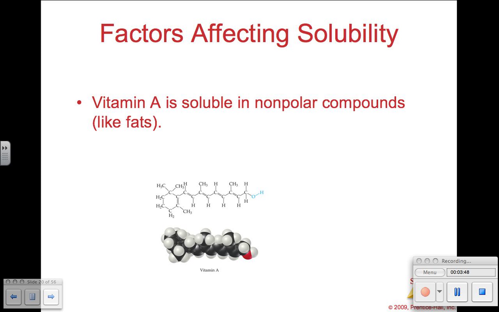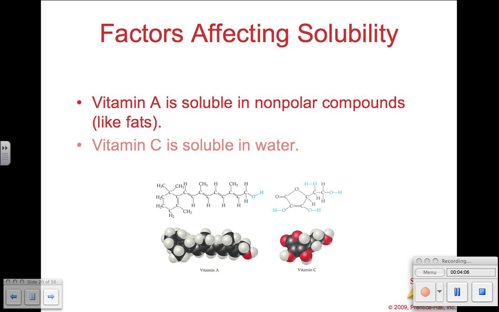Now vitamin A, on the other hand, which is this structure below, is soluble in non-polar compounds like fats. When you consume vitamin A, it is absorbed into fatty tissues and is utilized in those parts of your body where oils and fats are present, whereas vitamin C, which your body also needs, is soluble in water. So it's going to go into the bloodstream and access parts of the cell that are water-based.